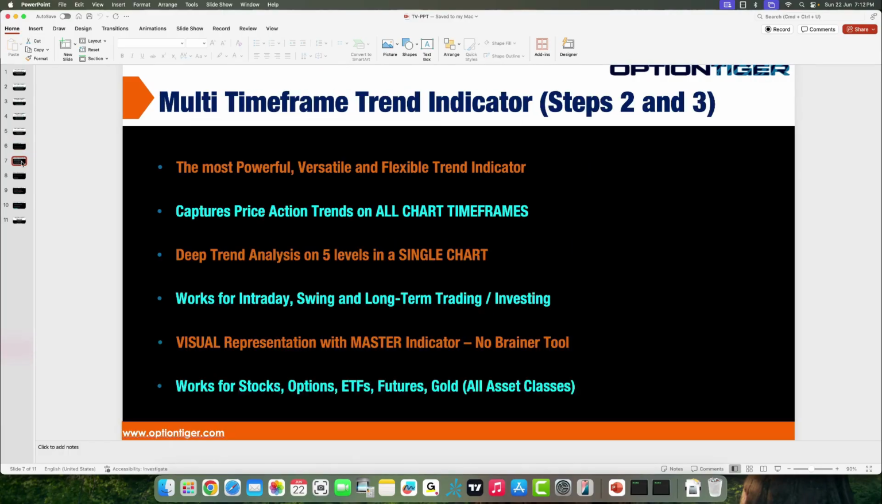Then steps 2 and 3 are multi-time frame. It's a very powerful, versatile, and flexible indicator. It captures price action trends on all chart time frames, but it captures deep trend analysis on 5 different levels. So you can set those levels as well. It works for all styles of trading. And then finally, of course, you have a master indicator. This is a no-brainer tool. When the master indicator lights up, you know you're getting into the trade at the right time.